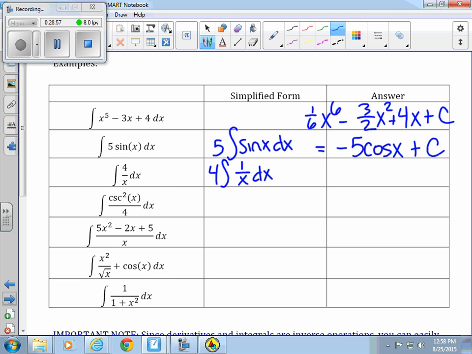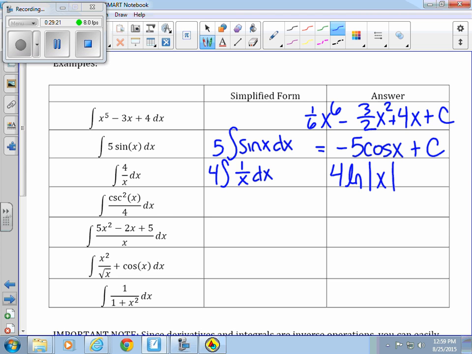The derivative of x to the 0, which is a constant, is 0. That's not right. So, how do you do 1 over x? Natural log. What has a derivative of 1 over x? Natural log, right? So, that answer is 4 natural log.